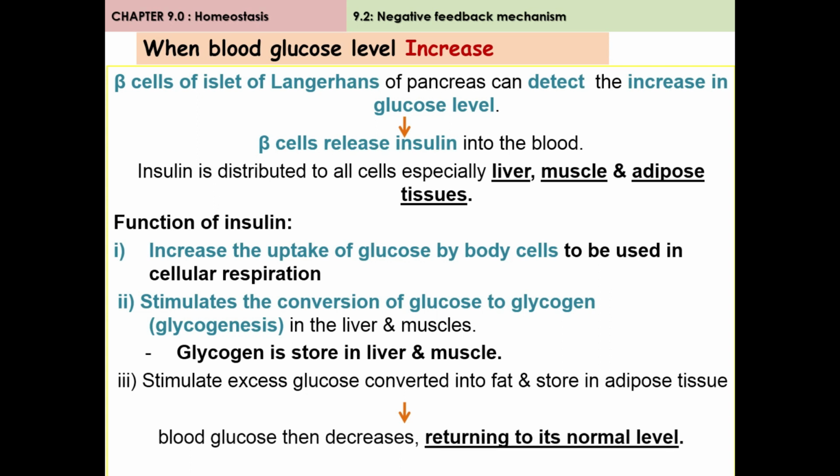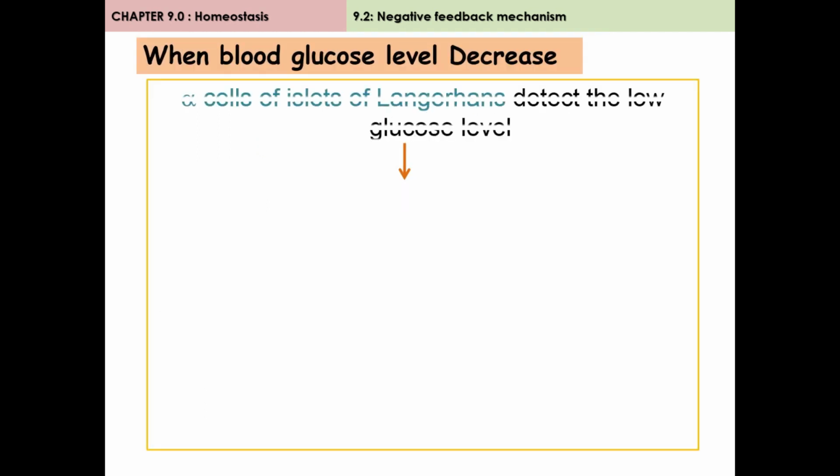Okay, therefore, when the increase of glucose level is detected by the beta cells of the islets of Langerhans. When blood glucose level is low, it will be detected by the alpha cells of the islets of Langerhans. Alpha cells release glucagon into the blood.